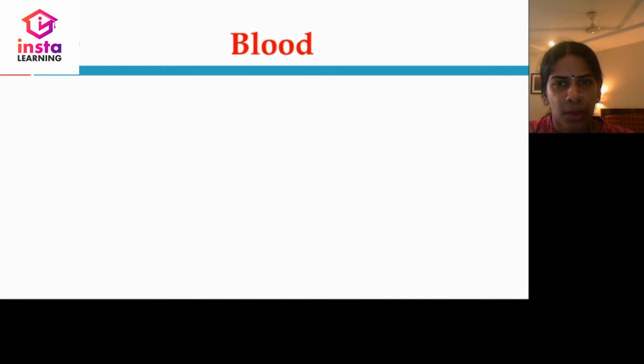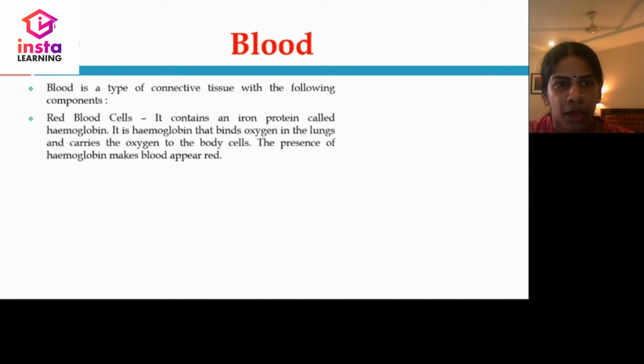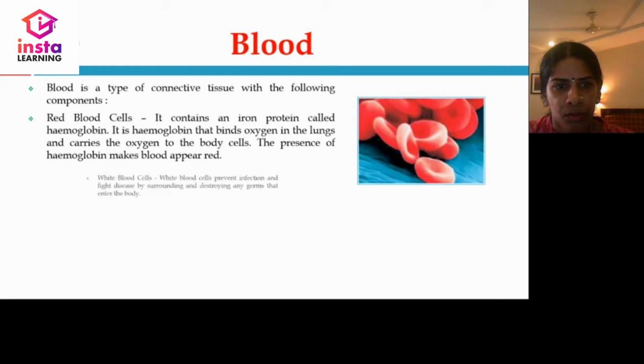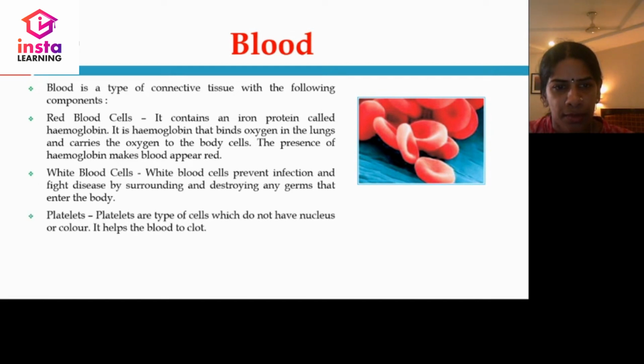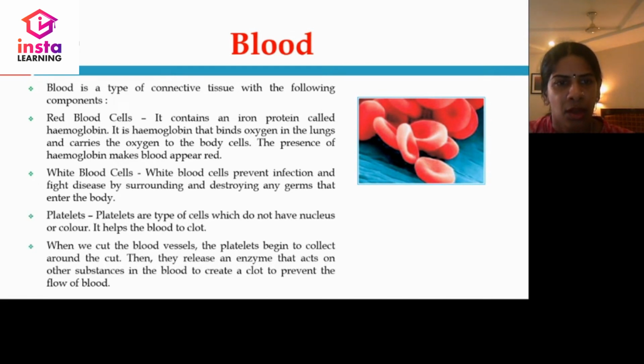Let us now discuss blood. Blood is a type of connective tissue which has the following components: red blood cells, white blood cells and platelets. Red blood cells contain an iron protein called hemoglobin. It is hemoglobin that binds oxygen in the lungs and carries the oxygen to the cells. The presence of hemoglobin makes the blood appear red.